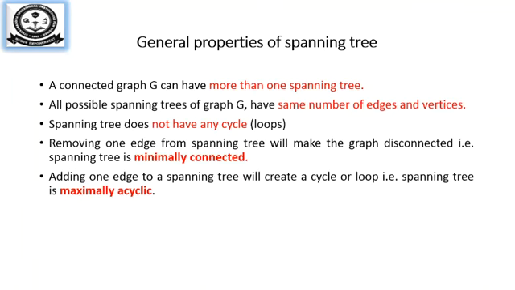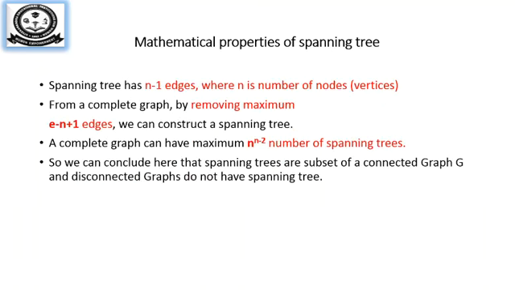Adding one more edge to the spanning tree can also create a cycle or a loop. Then your spanning tree is said to be maximally acyclic. Okay, so maximally acyclic means it cannot take more edges without becoming cyclic. So in a spanning tree, if you have n minus 1 edges, there will be n number of nodes. Okay, so simple. If you have n vertices in the graph, then you will have n nodes in the spanning tree.